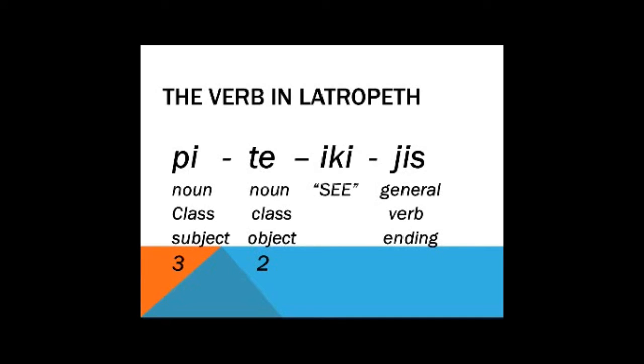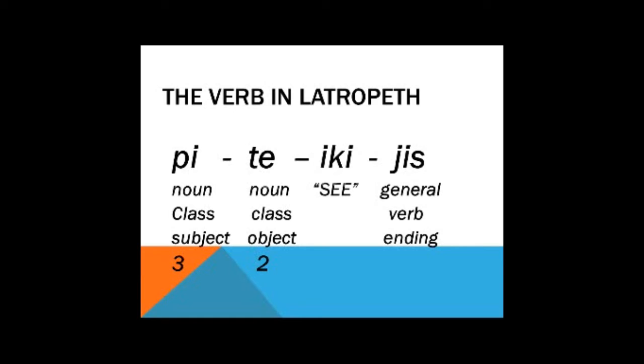And so this is a relatively simple verb form. There's a lot more to verbs, but we will get into them in later videos. Let's have a look at the components of this particular Latropeth verb. The part that actually carries the meaning, the part that means see, is iki, which is the third component you can see there. And that's followed by yis, the general verb ending. So I said already, most verbs will have this ending. So that's pretty straightforward.